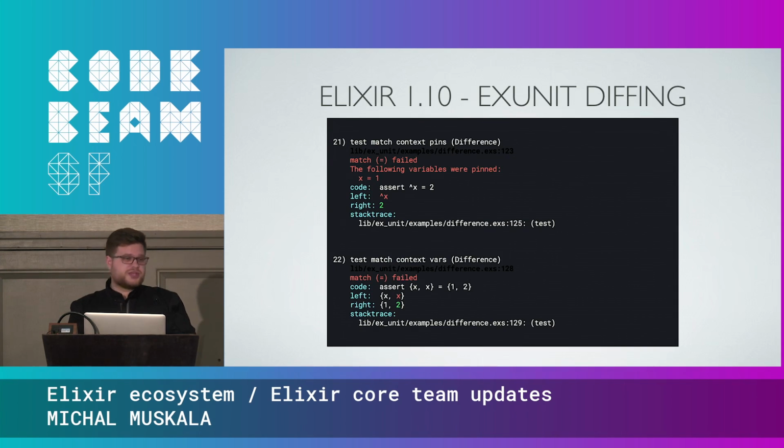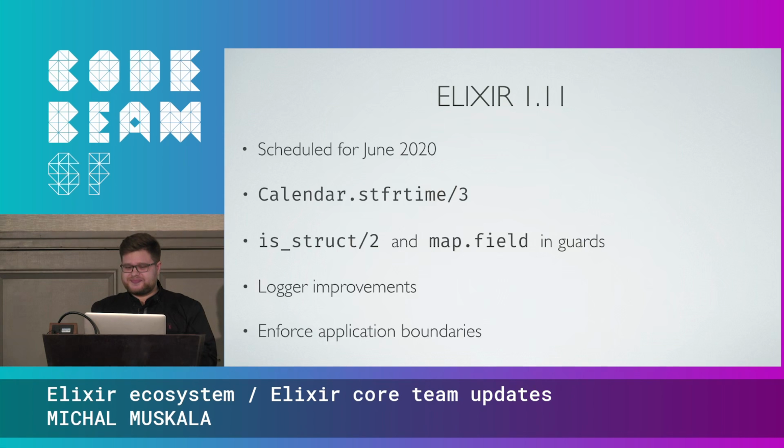There were also some enhancements in the ExUnit diffing. So until now, it used to do diffing between values when you assert with double equals. But now it also does it when asserting with patterns. So you can sometimes get, and it's especially useful when you have some deep nesting and a huge map, and you don't want to look for 10 minutes for which key you misspelled. So yeah, that was Elixir 1.10.